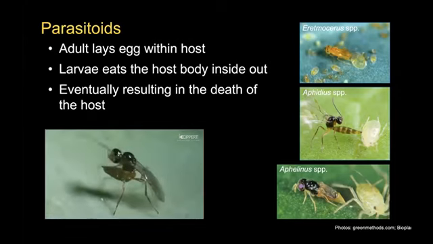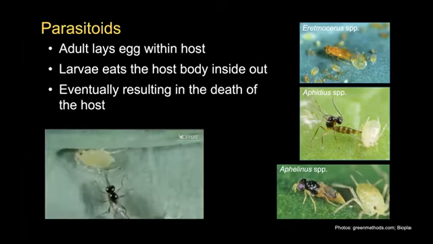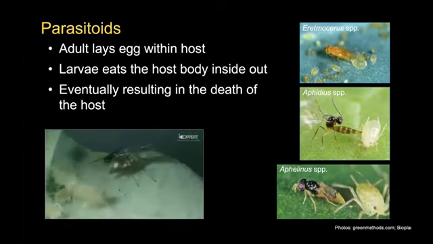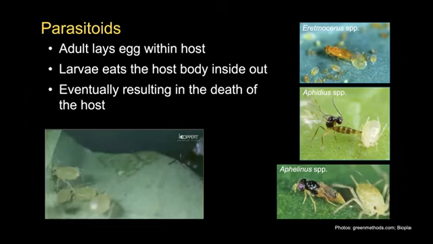Some of the examples of these parasitoid wasps are on the right, Eretmocerus species that provide control against whiteflies. And then we have Aphidius and Aphelinus species that control aphids.